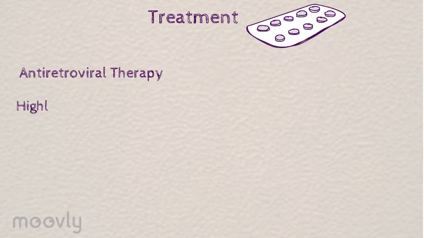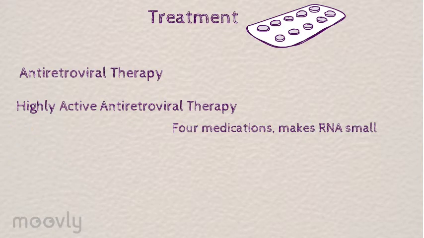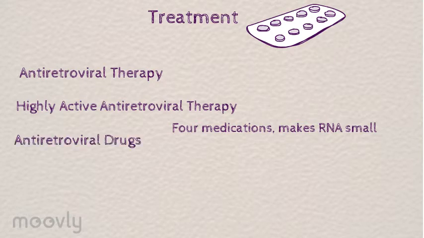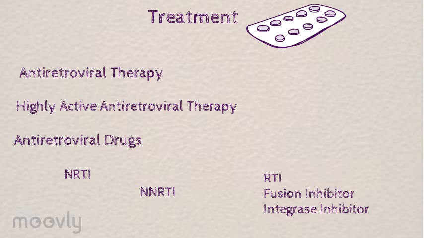Another form of therapy is highly active antiretroviral therapy, also known as HAART. This uses 4 antiretroviral medications concurrently to reduce the plasma HIV RNA to the smallest amount possible. There are different classes of antiretroviral drugs that can be used, including nucleoside reverse transcriptase inhibitor, also known as NRTI, non-nucleoside reverse transcriptase inhibitor, NNRTI, protease inhibitor, nucleotide reverse transcriptase inhibitor, RTI, fusion inhibitors, and lastly, integrase inhibitors.